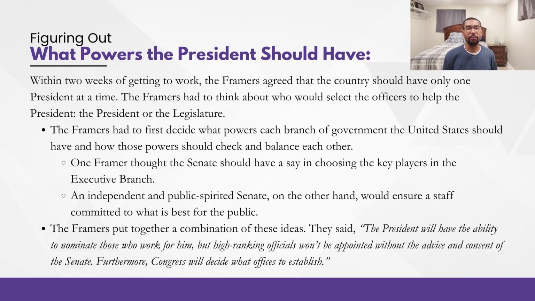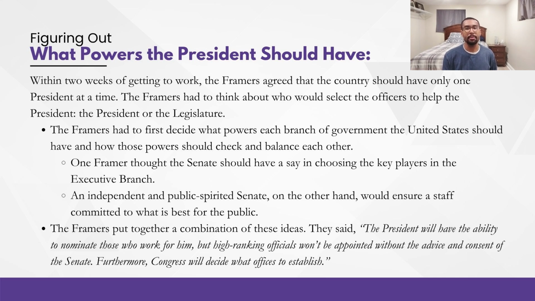The framers had to first decide what powers each branch of government in the United States should have and how those powers should check and balance each other. One framer thought the Senate should have a say in choosing the key players in the executive branch. If the president has sole power over appointments, they might choose people personally aligned or allied to him, such as relatives, friends, or business partners. Such people would do whatever the president demanded.